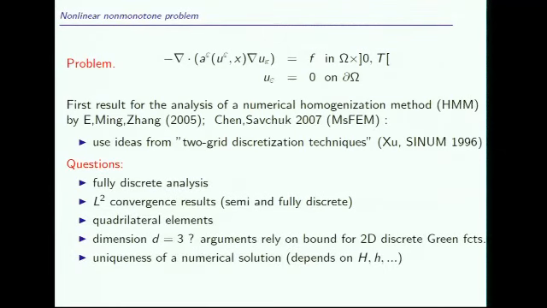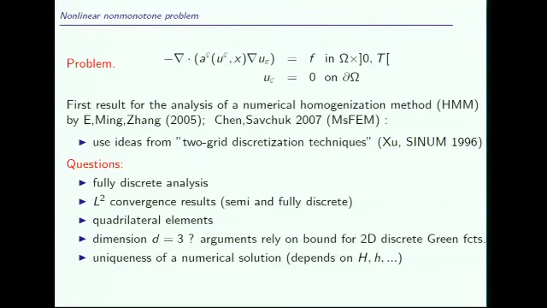Okay, so there are several questions that we would like to address. The first question is the fully discrete analysis, which was not mentioned in the two papers. The second question is L2 convergence results. There were only H1 convergence results, and it is by no means trivial to have the L2 results.